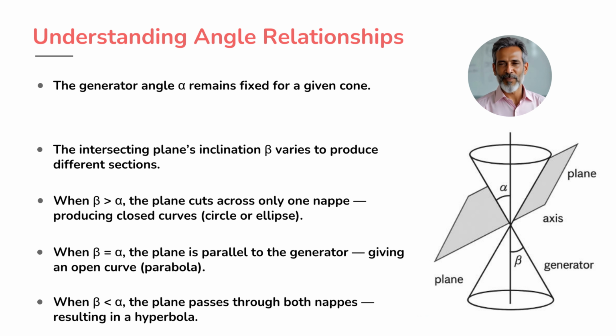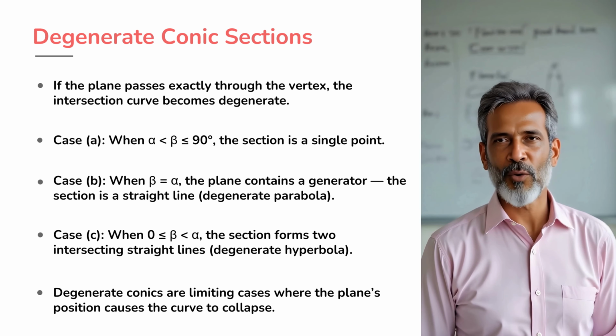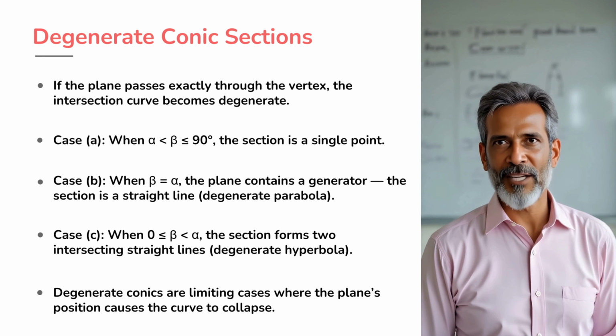So alpha and beta are like partners in a dance. Their steps decide the curve's rhythm and shape. And if they're completely in sync, alpha equals beta, the dance becomes perfectly balanced. That's your parabola. But what if, instead of cutting somewhere along the cone, we slice exactly through the tip, the vertex? That's when we get something special, the degenerate conic sections.